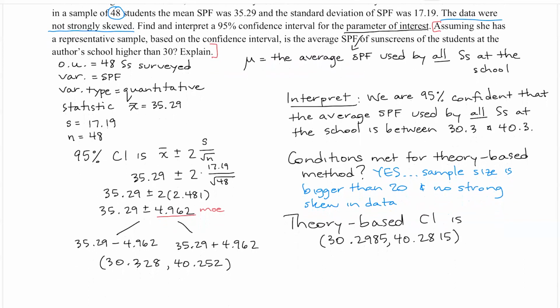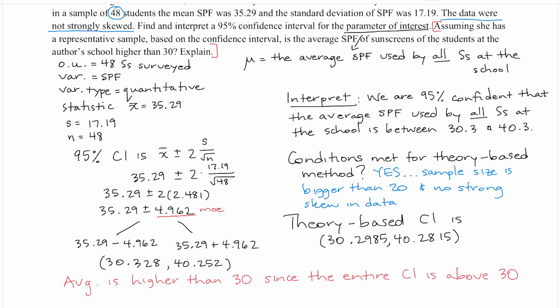It says, assuming the teacher has a representative sample based on the confidence interval, is the average SPF of students at the school higher than 30? Explain. So we could say here the average is higher than 30 because the entire confidence interval is above 30. So keep in mind this confidence interval from 30.3 up to 40.3 is a set of plausible values for mu, the population mean.